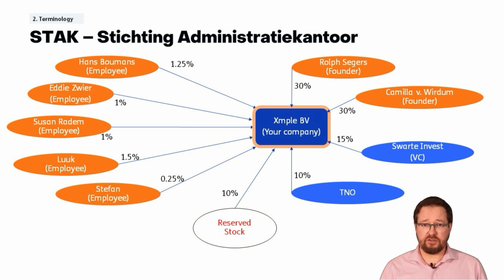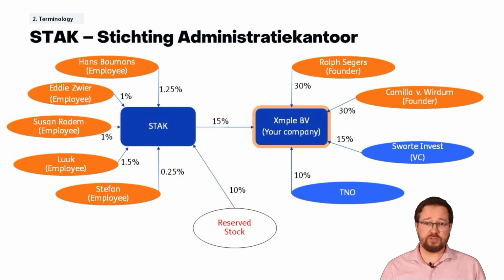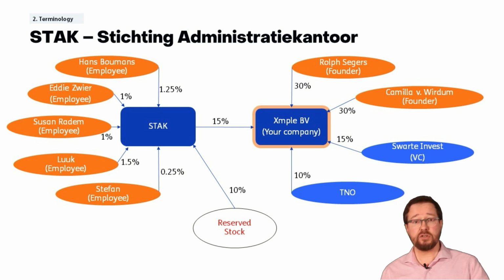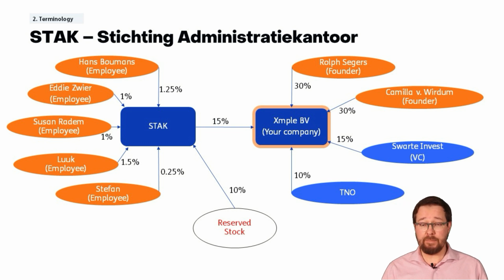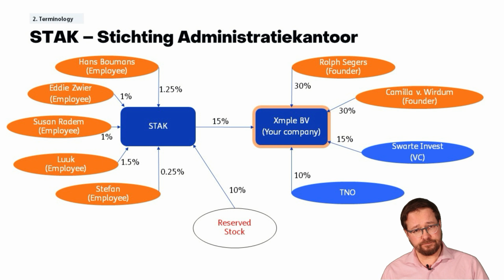To avoid this, startups can establish a STAK, which becomes the direct shareholder of the company, representing the aforementioned shareholders that are now members of the STAK. Here you can see a full overview of all shareholders of Example BV founded by me and Camilla. And you see that the STAK is one of the shareholders in our BV, and the smaller investors and personnel are shareholders in the STAK.